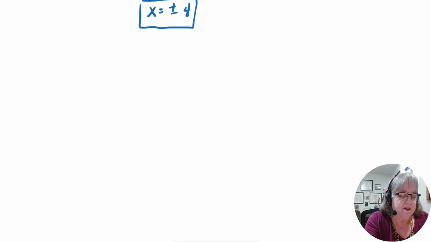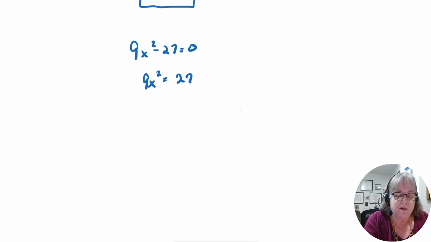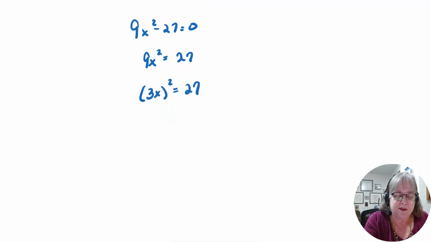All right, let's try 9x² − 27. Well, let's get the constant to the other side. This is not looking like a square. It kind of does. 9 is a square, and x is a square. But what we want to do is to see a square. We want to see something, not something times something squared. So we would have (3x)² = 27. You see how this (3x)² is 9x². And now I just have one something squared. So we're going to square root both sides.